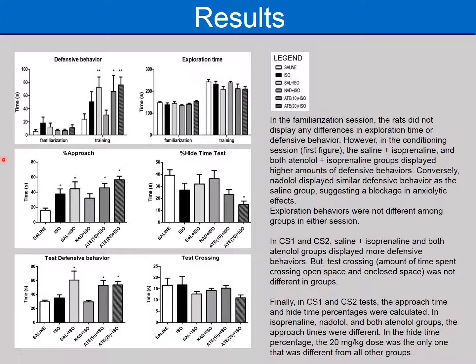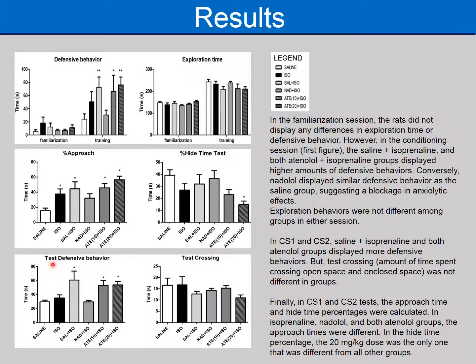When I looked at the approach time as well as the hide time, where the approach time is when they approached the amyl acetate odor, and the hide time is when they spent the time in the enclosed space, I actually calculated the percentage of time that was spent in those zones over the overall time. As you can see in the percent approach chart, everything besides saline and nadolol was different from the groups. On the other hand, the hide time was all similar except for the 20 milligram per kilogram dosage.